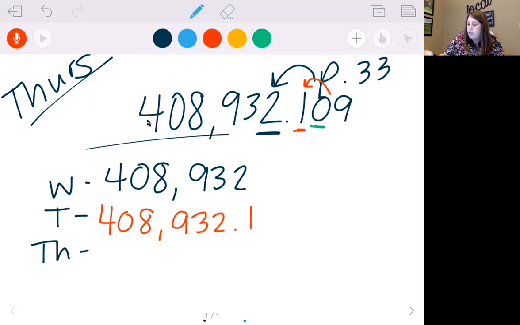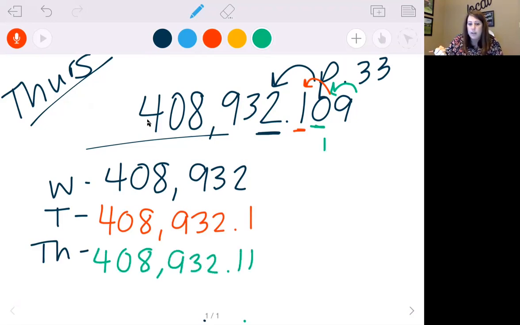And then for my hundredths, the 9 is going to tell me what to do because it's the number next door. 9 is more than 5, so that's going to go to a 1. So I'm going to have 408,932 and 11 hundredths. Sorry, right here, the whole time I had that there. That should definitely be hundredths, I'm sorry. So now you have 408,932 and 11 hundredths. Okay, so that's how you do those.